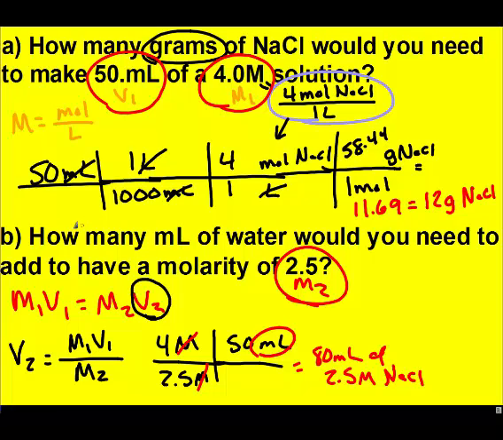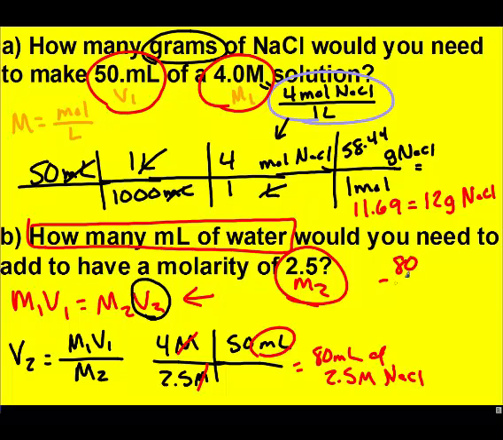This question is asking how many milliliters of water. Remember that we said that the dilution equation does not have water in it. We're adding water to dilute it. So to find how much water we added, we always subtract our two volumes. So we started with 50, now we have 80. So 80 minus 50 means we must have added 30 milliliters of water.